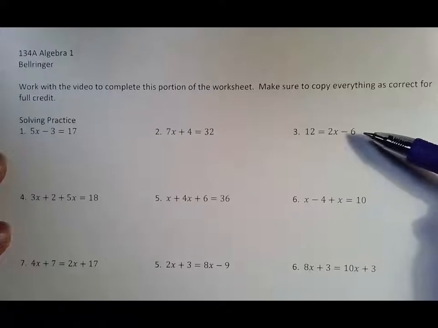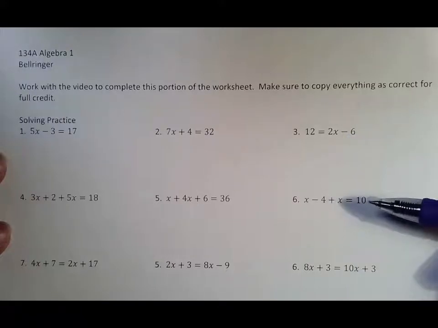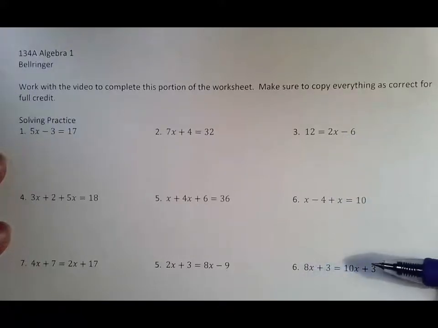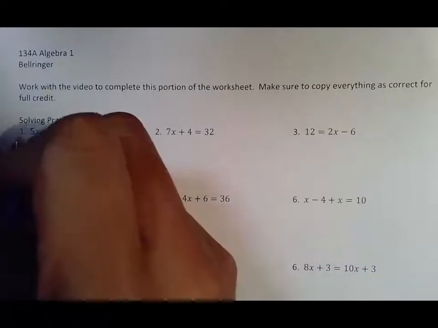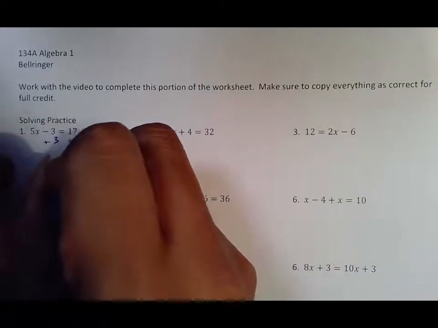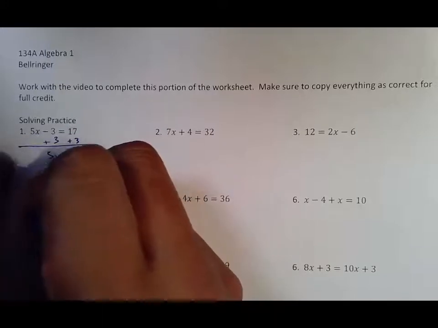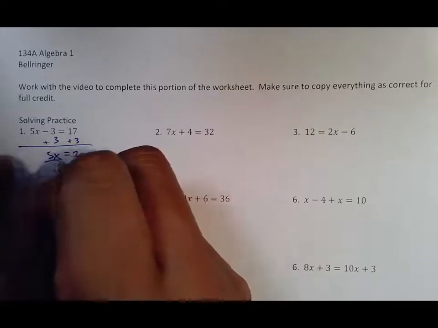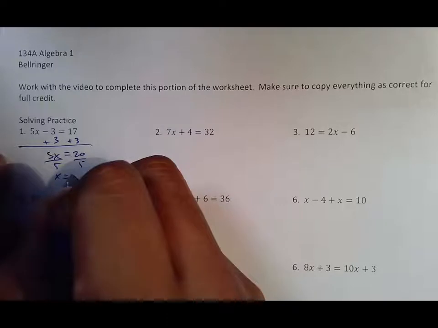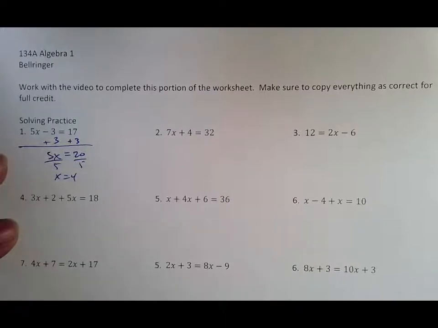We need to make sure we know how to do two-step equations. We need to make sure we know how to combine like terms. We need to make sure we know how to do variables on both sides. So we're just going to walk through these things, keeping in mind that the first thing we do is add 3 to both sides, bring down 5x equals 20, divide by 5 to get x equals 4. So again, just getting our practice, getting our reps in.